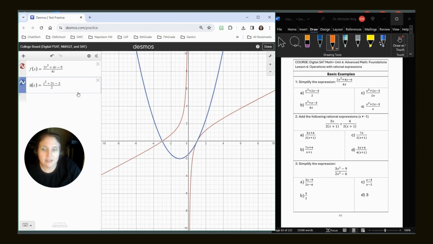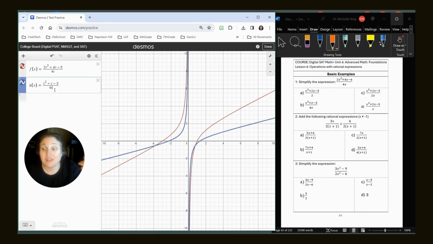So I'm going to change a of x to b of x. And now I've got x squared plus x minus 3 divided by 4x. Are those graphs the same? No, they're similar, but they're not the same. Letter C, x squared plus 2x minus 3 divided by 2x. And the graphs are the same.